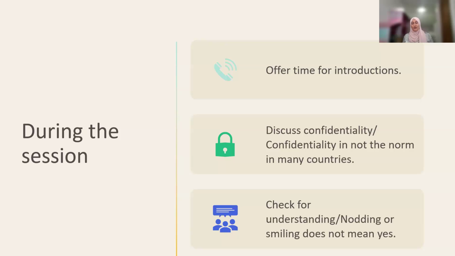During the session, now moving on after doing all these steps before the session, here are a few things that will be important to go over. Offer time for introductions: offer time for the interpreter to give their introduction, set the rules, and inform the client and you of their boundaries. Of course, if you are working on an ongoing assignment, the introduction will be said just once at the beginning of the first session, because after that all the parties will be aware of what to expect during the session.